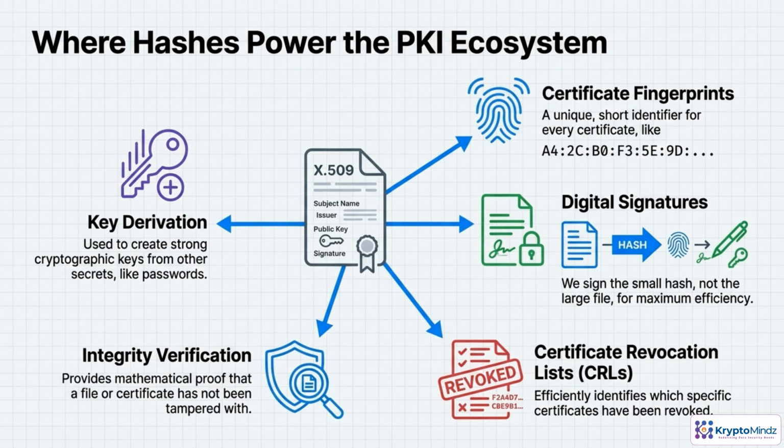Now let's see how hash functions are used throughout PKI. First, certificate fingerprints. Every certificate has a hash. This hash serves as a unique identifier. If you want to verify that a certificate is legitimate, you can compare fingerprints. For example, a website might publish their certificate fingerprint on their website. Our certificate SHA-256 fingerprint is A422CB0. Then when you connect, your browser can verify this matches. If someone tries to use a fake certificate, the fingerprint will be completely different.